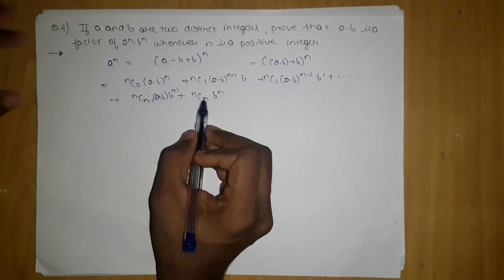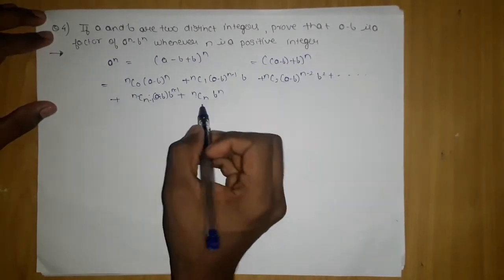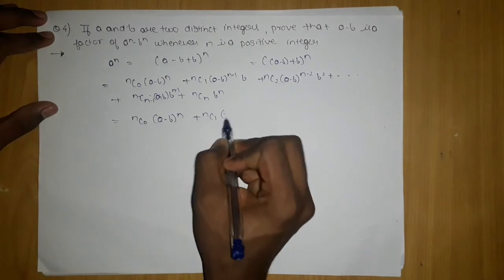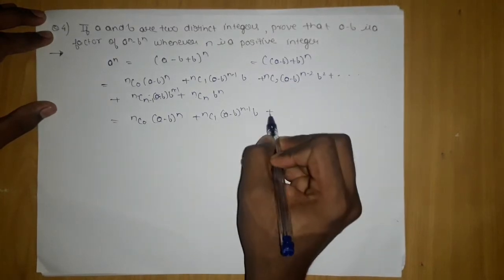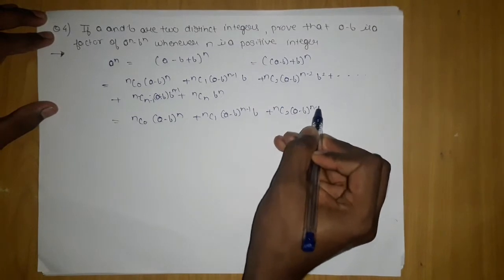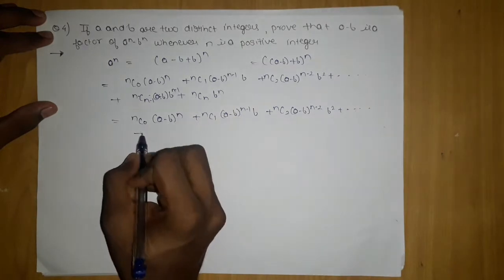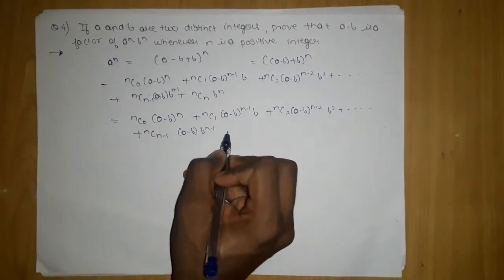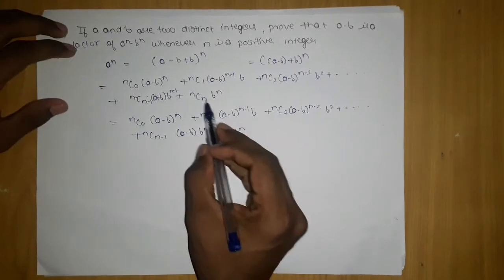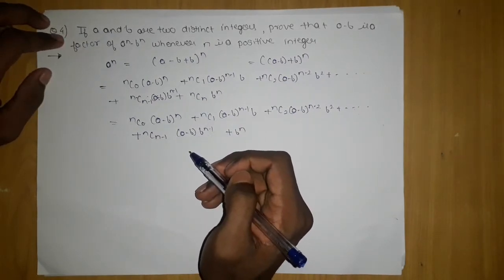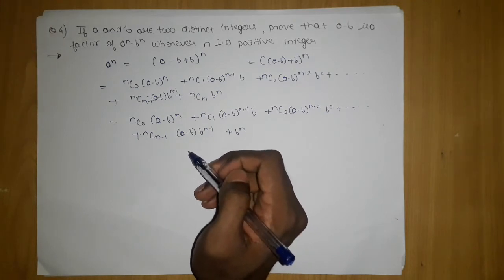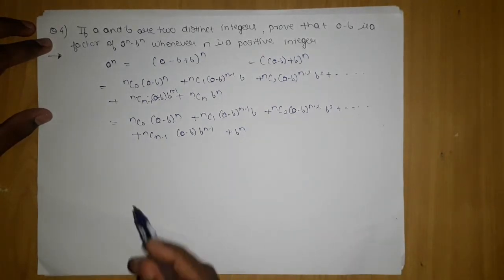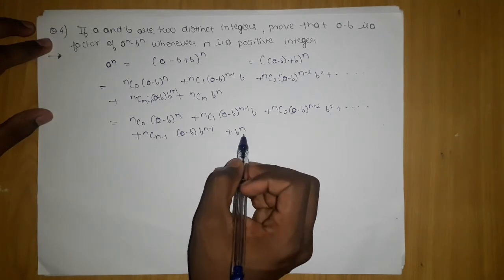So till here a minus b is common, and nCn is nothing but 1. So I can write nC0 (a minus b) power n as it is, nC1 (a minus b) power n minus 1 into b, nC2 (a minus b) power n minus 2 into b power 2, and so on till nC(n minus 1) (a minus b) b power n minus 1. Now this last term you can write as b power n, as nCn is 1. I have told you to memorize that nCn is 1. So due to this, here b power n remains, and you can shift that to the other side.